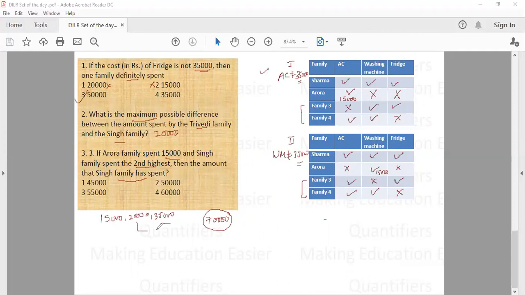The second highest amount will be obviously 35 plus 20, right? 35,000 plus 20,000, which will be 55,000. This could be the second highest. Now let's see whether it is possible or not. That has to be seen.